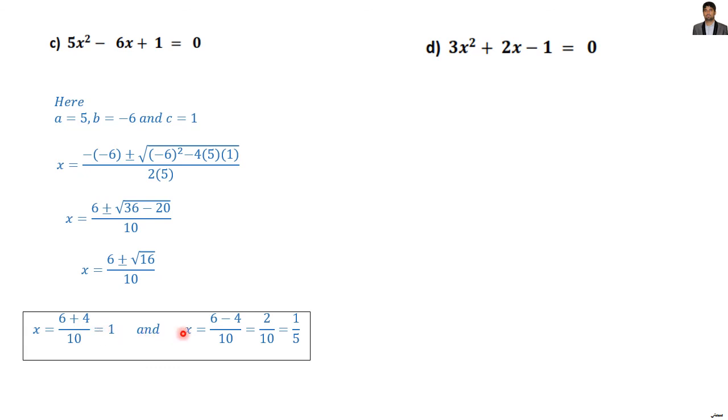And second time with minus. So root 16 is 4. 6 minus 4 is 2. 2 over 10. Simplify it and you will get 1 over 5.